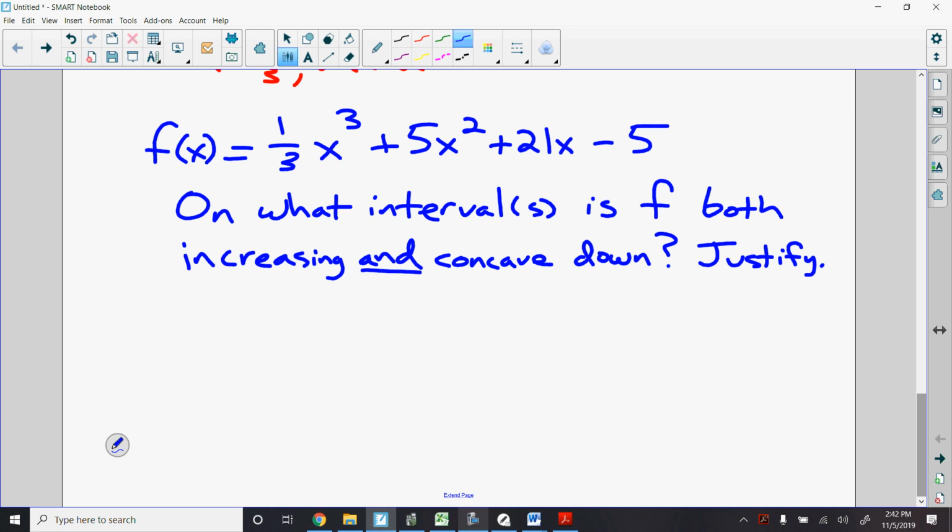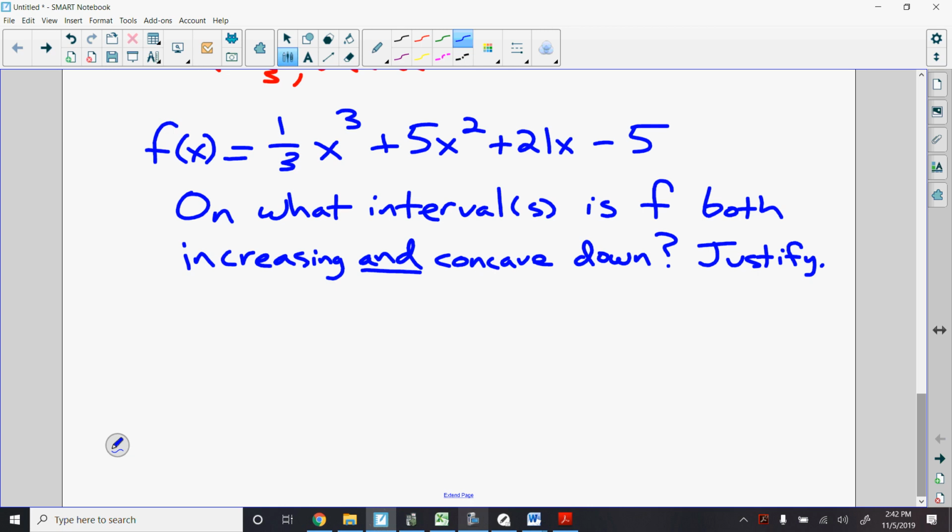Okay, so here's our problem. F of x equals 1/3 x cubed plus 5x squared plus 21x minus 5. My question here is on what intervals is f both increasing and concave down? Justify. Now, we've answered these two questions separately, but now we're going to look at these two together. It's a little bit more difficult to do that. But we just have to remember our definitions, and then we have to answer the question. And it's going to come down to working with two number lines. I'll show you what I mean.